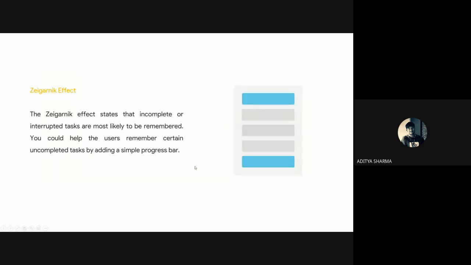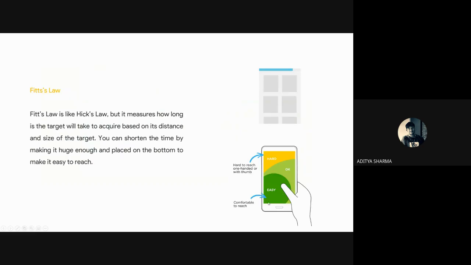Consider this example. Why are the navigation bars always kept on the downside? So that you can easily access them, and the response time it takes is very short. It's not very long, right?